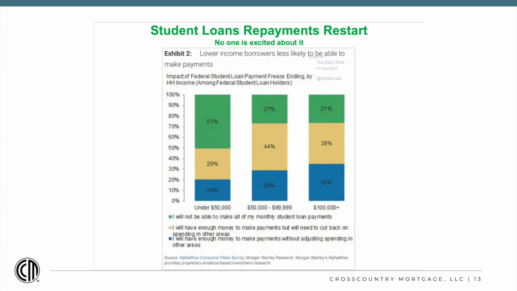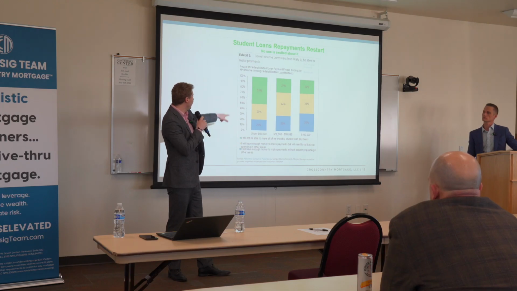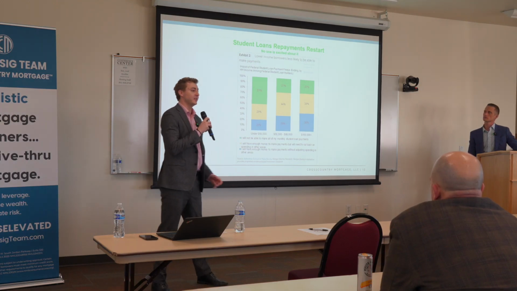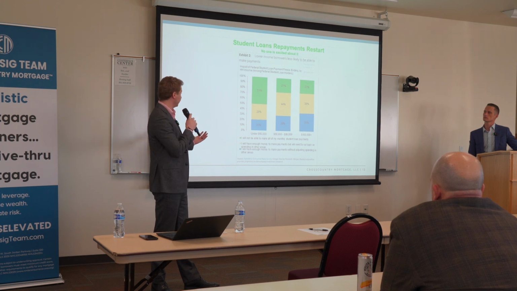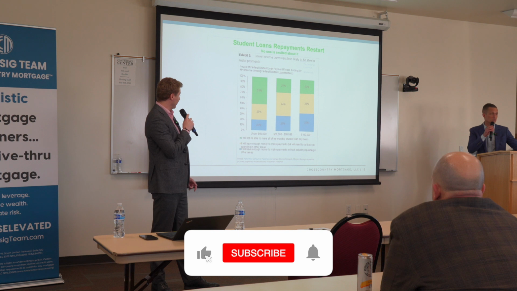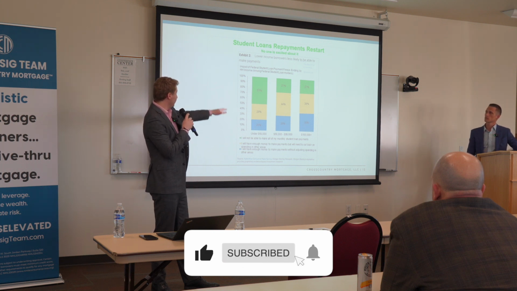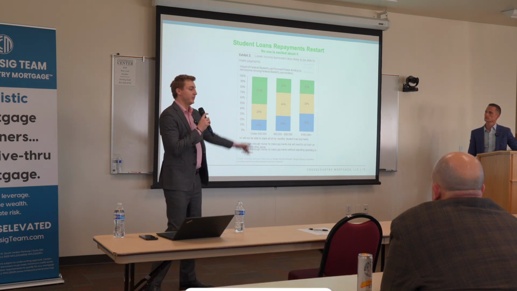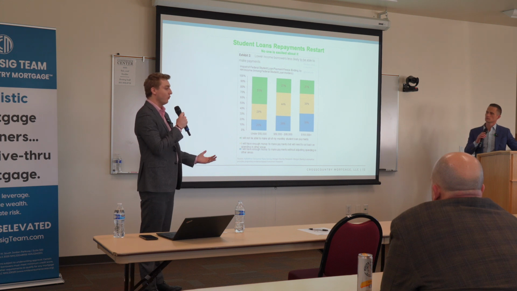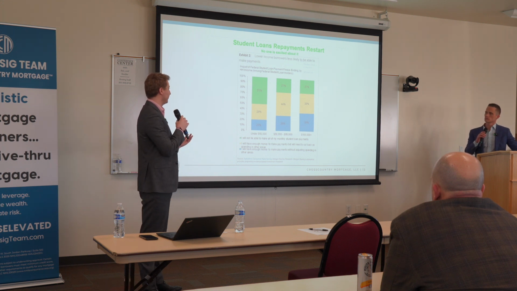And now Tej gets to talk about this, which is crazy. So once student loans do resume, this is based off income. If they're making under $50,000, 51% of people state that they cannot make their payments, which is like the median income of the United States, right? So most people. And then 50 to 100,000, 27%, and that's the same with 100,000-plus. So people that are making over six figures will not have the ability to make their payments.